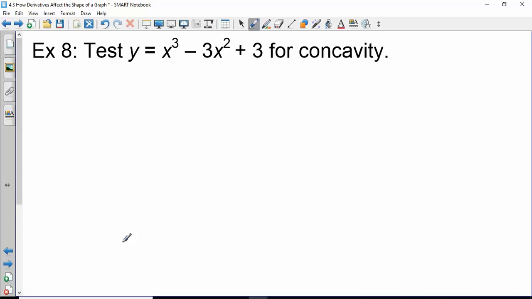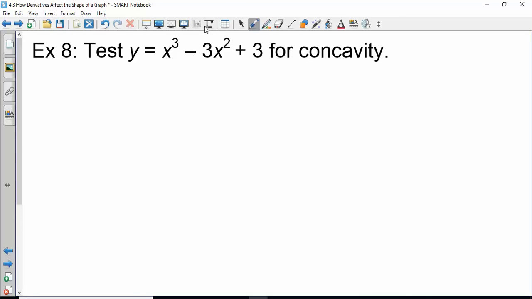Test this function for concavity. That means tell me where it is concave up and concave down. I did not ask for maximums and minimums, so we don't have to give them. If I did, what would you do to get maximums and minimums? We do the first derivative, set it equal to 0, and make our sign line.